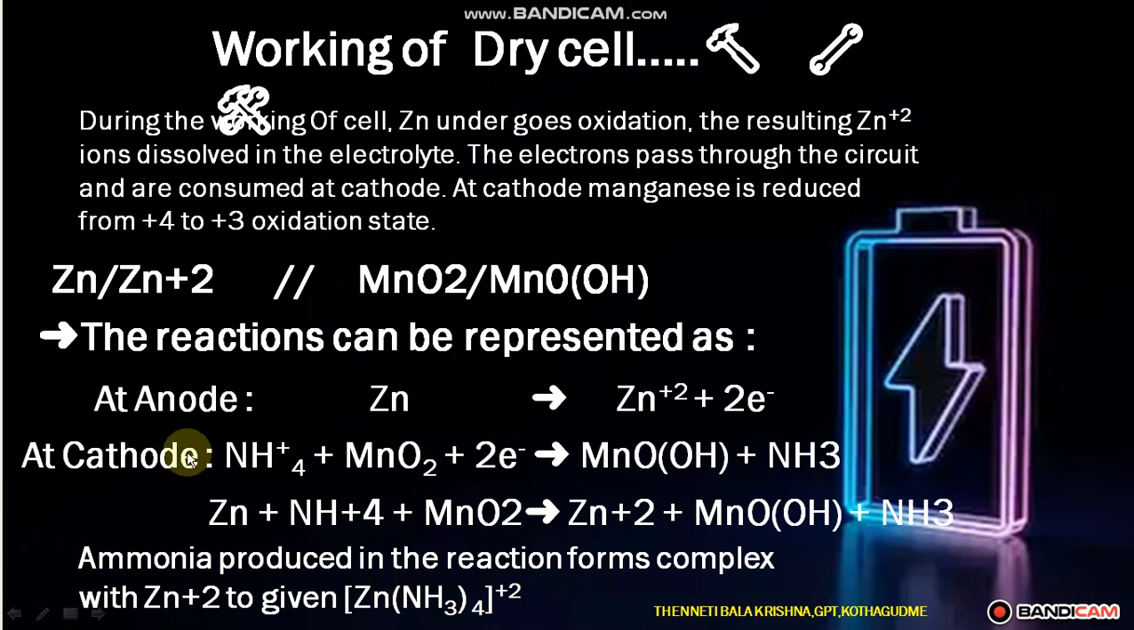How to remember these chemical reactions? By the cell notation. In the cell notation, there is an anodic part and a cathodic part. It represents that zinc acts as the anode and manganese oxide acts as the cathode.